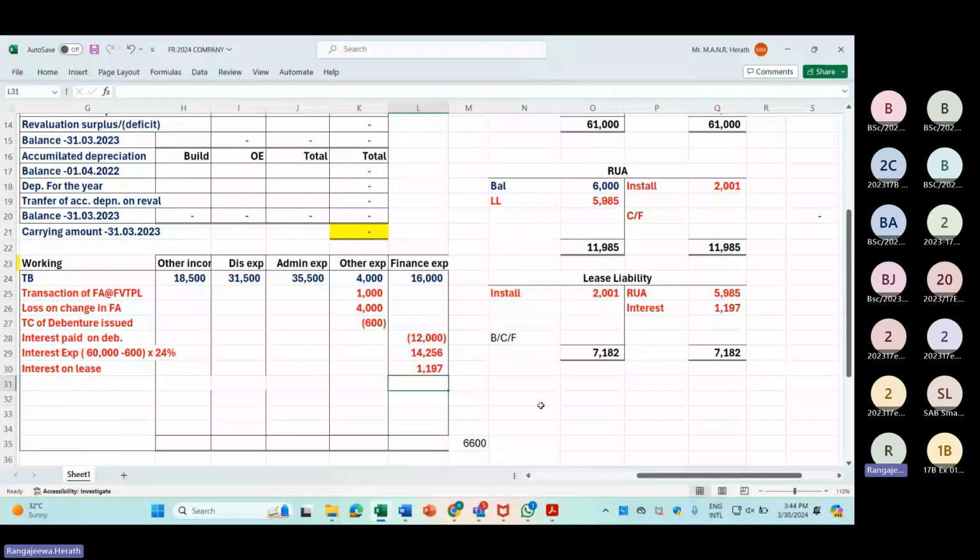Now with that, you can have the carried forward balance of right of use asset, and the carried forward balance of lease liability.